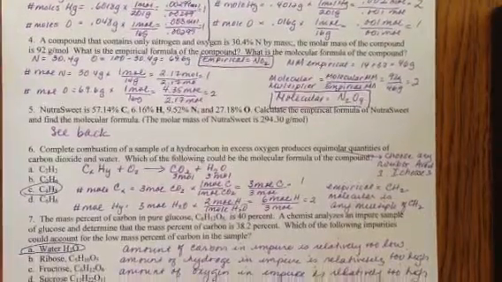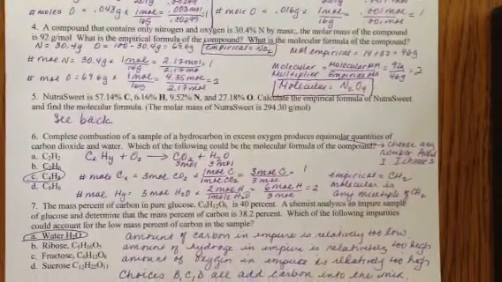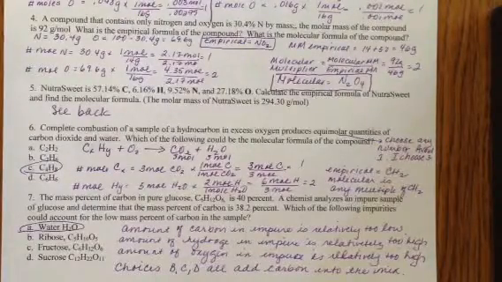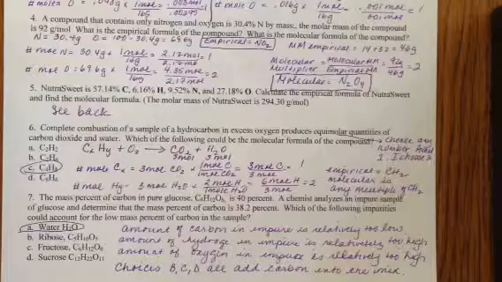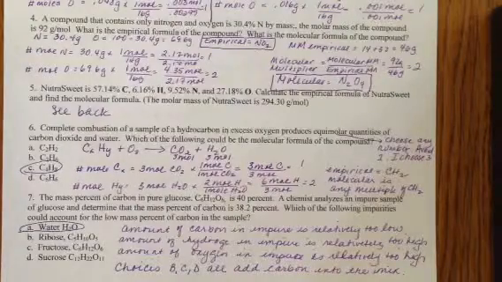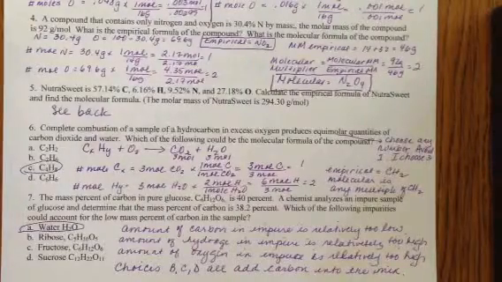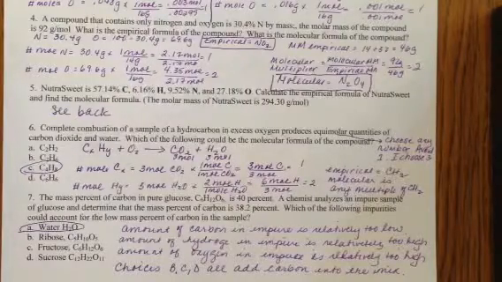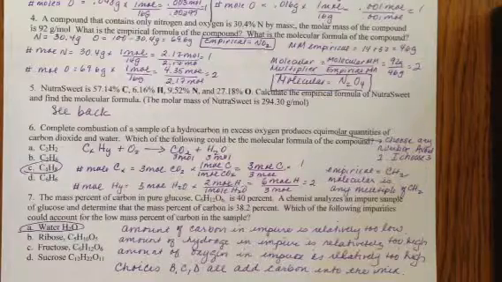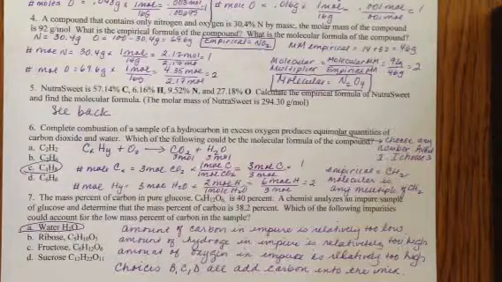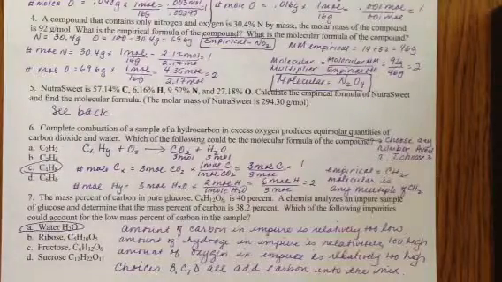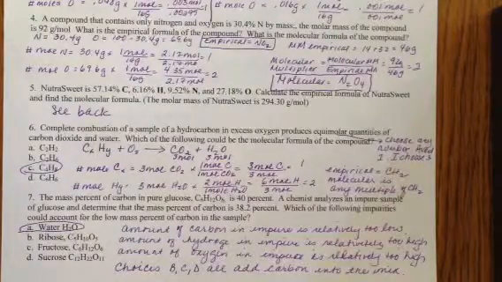Now, the mass percent of carbon in pure glucose is 40%. You can figure that out mathematically. However, a chemist analyzes an impure sample. That means that there is something in the sample other than C6H12O6. And when he does a combustion reaction, he recovers 38.2% of the entire sample is carbon. What impurity could account for this low mass percent of carbon in the sample?